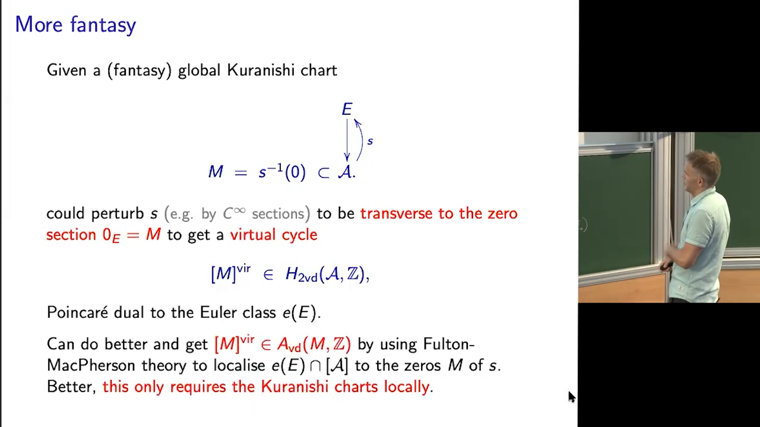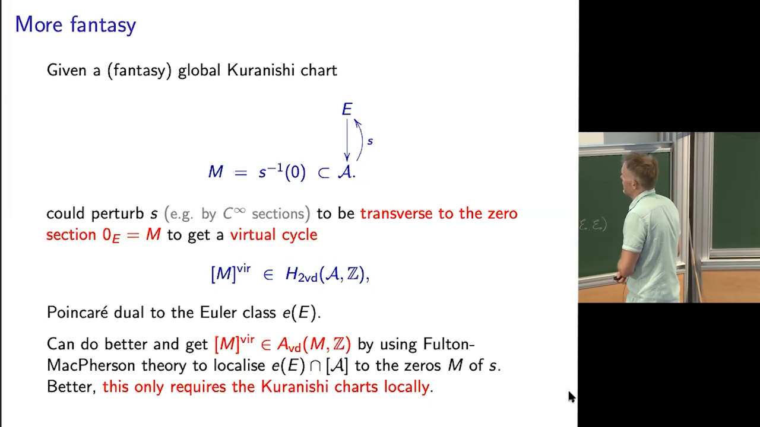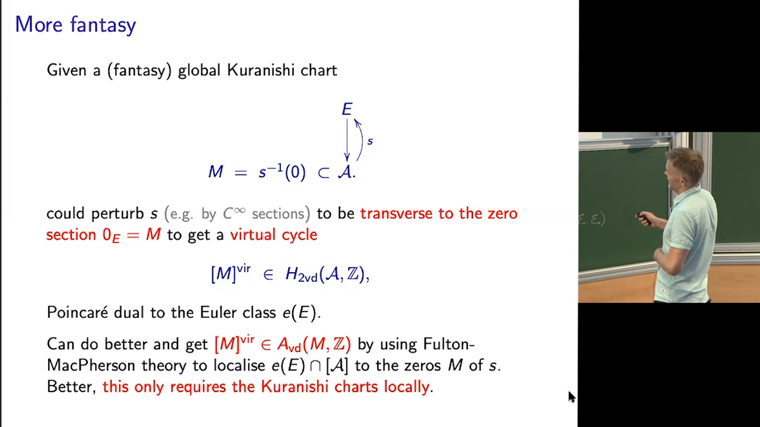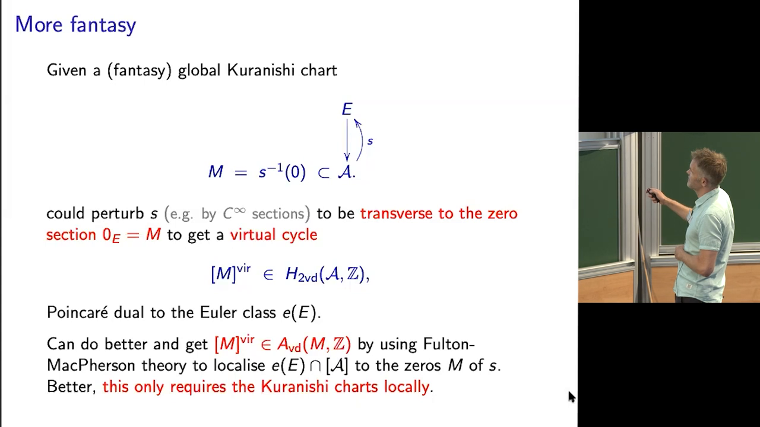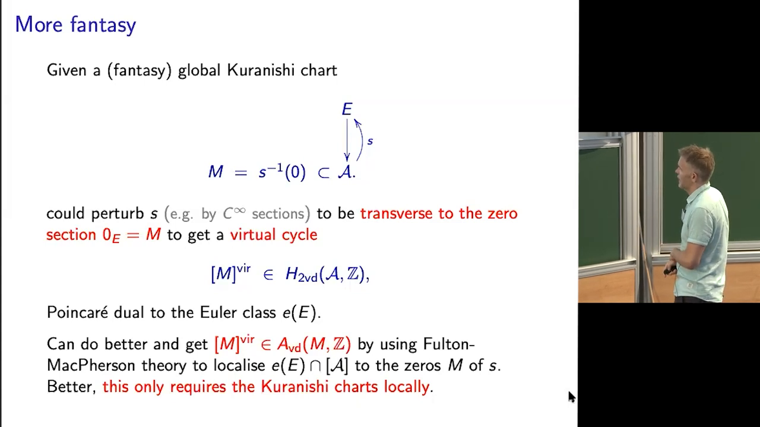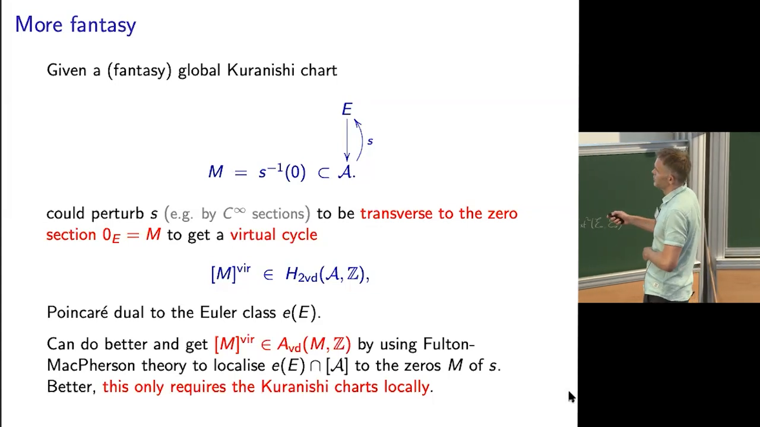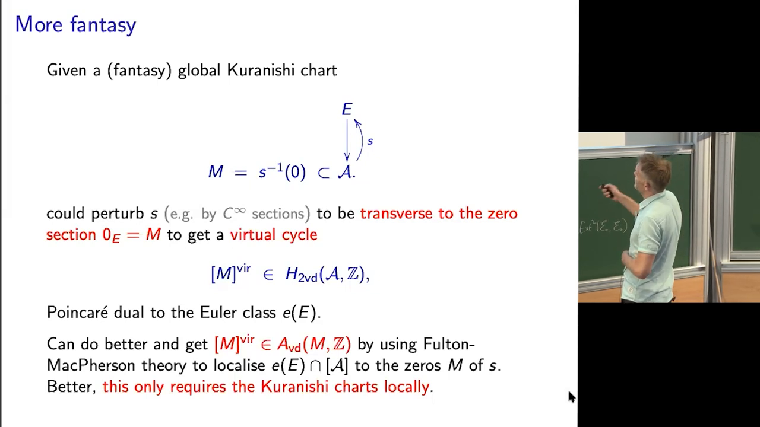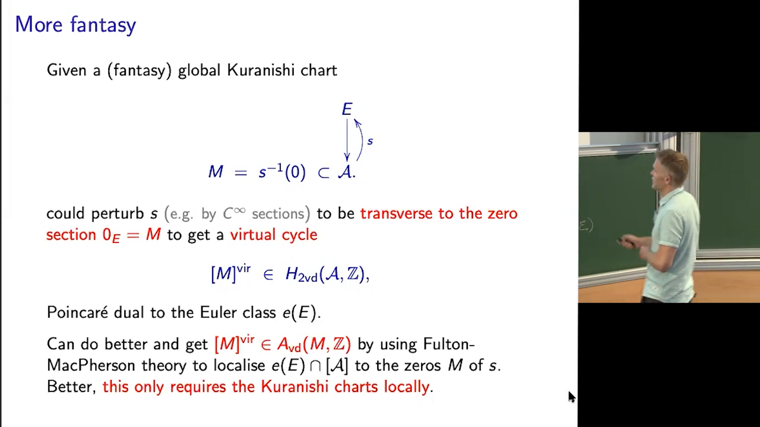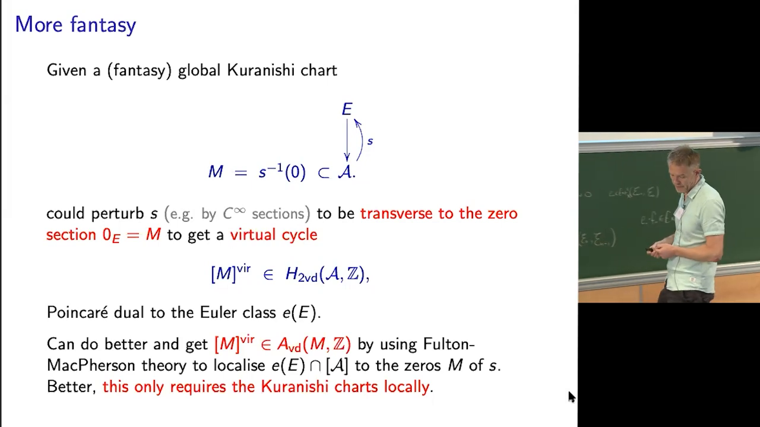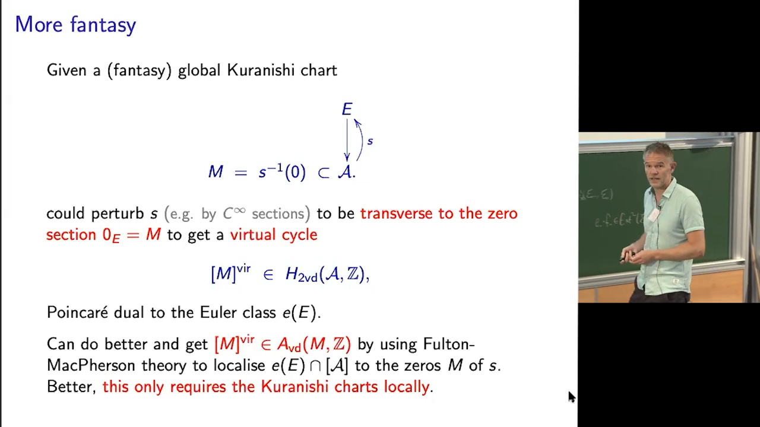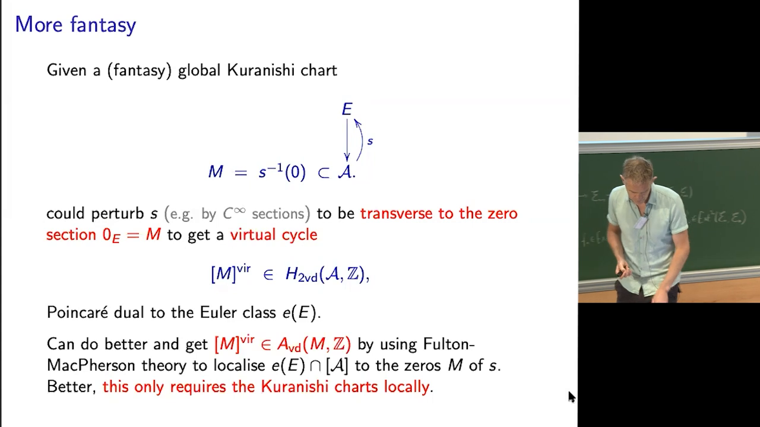Now, we can do better because we're algebraic geometers. So we can get the class actually to lie in M and to be a Chow class, so really an algebraic object, by using Fulton-MacPherson intersection theory. So we can localize the Euler class of E to the zeros of this section, even when it's not transverse. And then it'll turn out that the procedure, which I'm about to remind you of, the Fulton-MacPherson intersection theory, won't actually require the full fantasy model to hold. It'll only require that it holds locally, that you have these Kuranishi charts locally, which you do. And that'll be enough to do the Fulton-MacPherson intersection theory. So that's kind of Behrend and Fantechi's insight. So let me explain that.